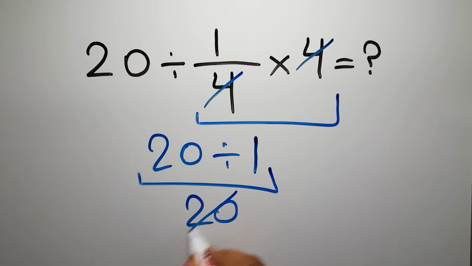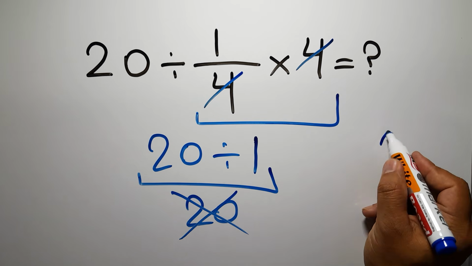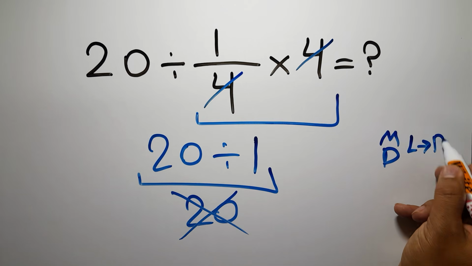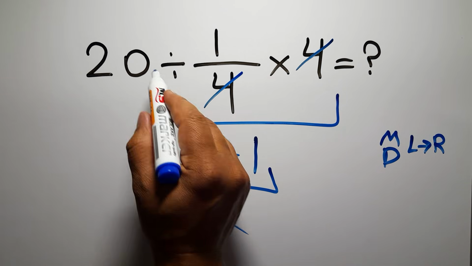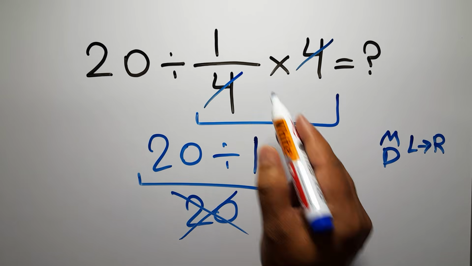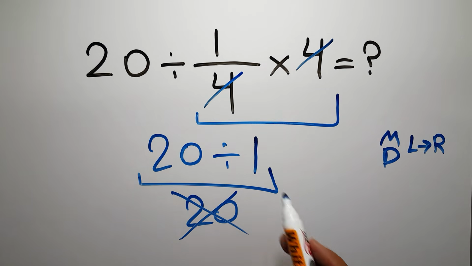But this answer is not correct, because according to the order of operations, multiplication and division have equal priority and we have to work from left to right. So here, first we have to do this division, not this multiplication. If you do this multiplication before this division, it is wrong.